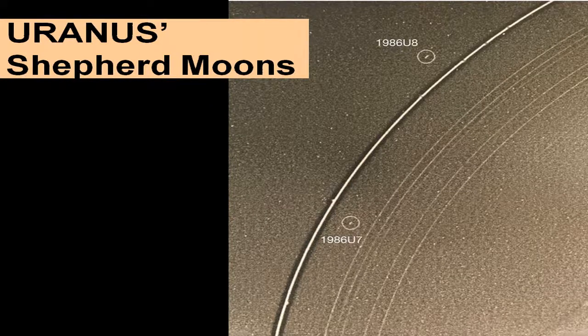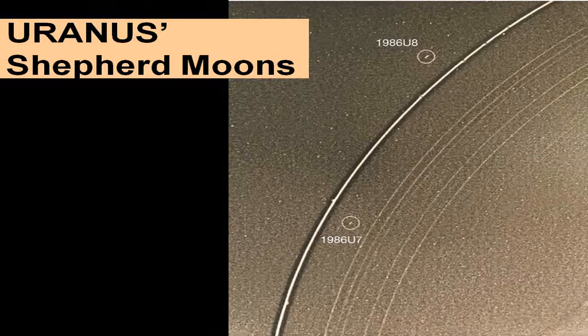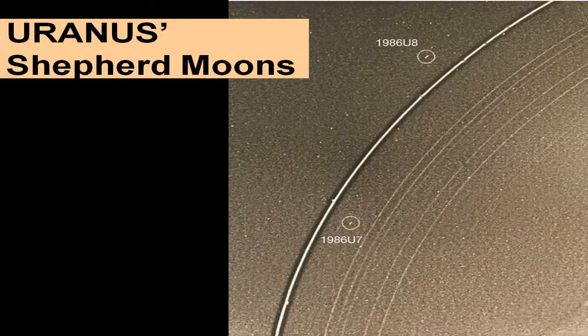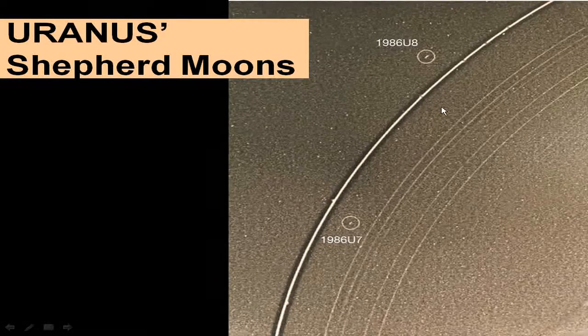And Uranus's rings, at least some of them for sure, are shepherded in by shepherd moons, just like what we saw at Saturn. So the moons on either side, the gravity of those moons help to ensure that the rings stay on their path.